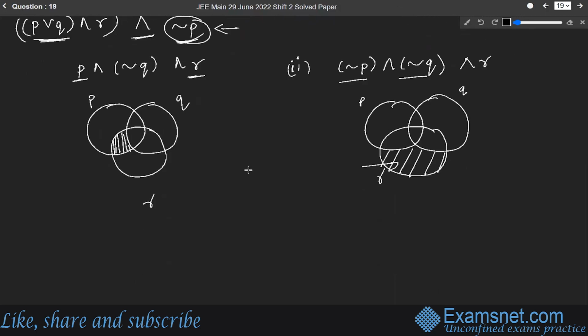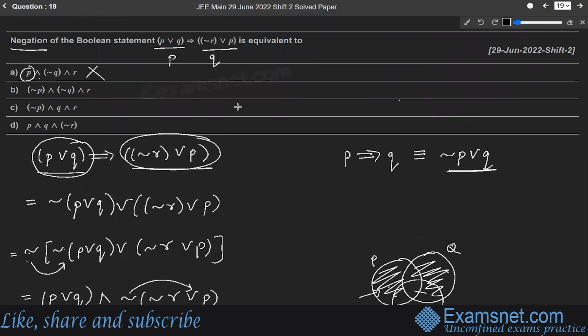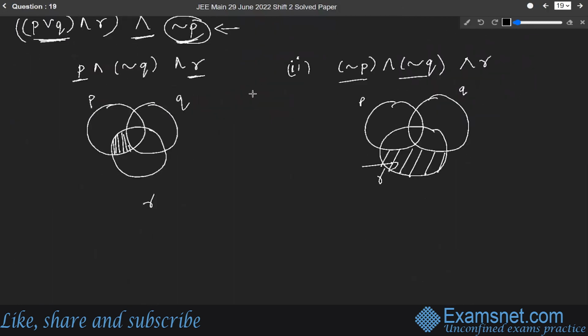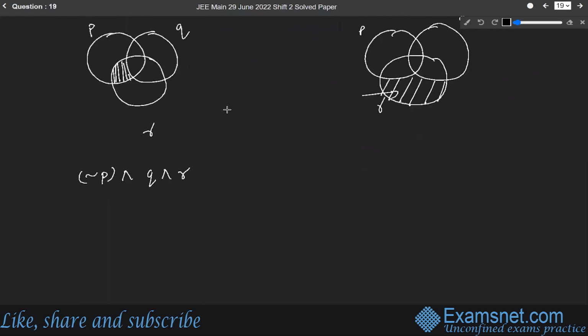Now let us have a look at the third option. What is the third option? Negation of P and Q and R. All right. It means that we do not want to include P, but we want to include Q and R. So the Venn diagram will be in this way.